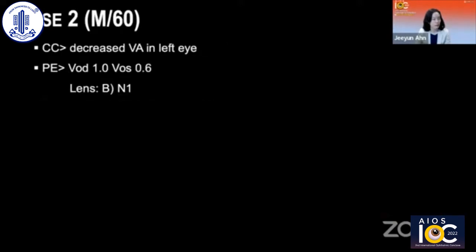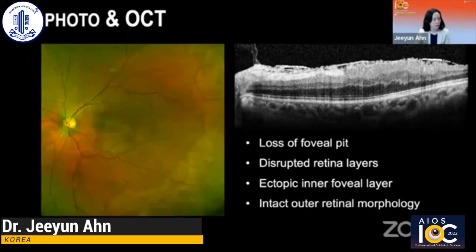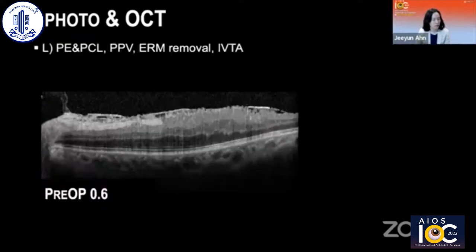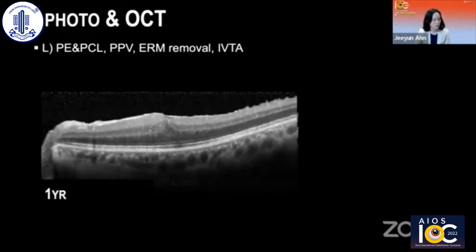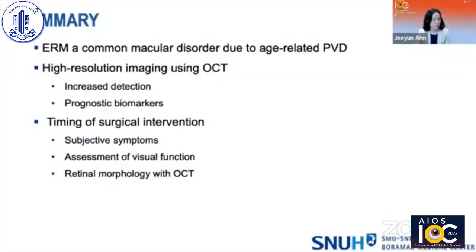The second case is a 60-year-old male who presented with decreased visual acuity in the left eye. His visual acuity was 0.6 in his left eye, and he had only mild cataract. Fundus examination and OCT showed ERM over the macular area with loss of the foveal pit, disrupted retinal layers, presence of the ectopic inner foveal layer, but relatively intact outer retinal morphology. Cataract removal, vitrectomy, ERM peeling, and intravitreal triamcinolone injection were done. Over the course of 2 years, retinal thickness decreased and retinal layers became more visible. His visual acuity improved to 0.9.